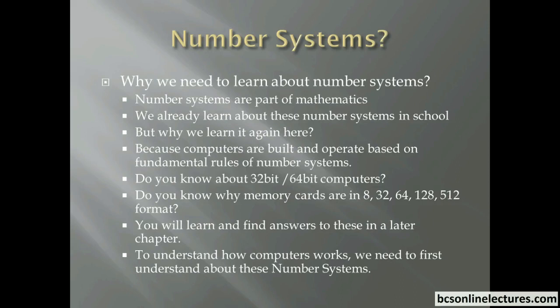For example, you know that there are two types of computers: 32-bit and 64-bit computers. If you don't know that, you can search on Google and find out more about these two different computer systems. Your system belongs to either 32-bit or 64-bit. Why? Because these terms actually come from the basics of number systems. These are things in the processor, so we will discuss them when we discuss processor architecture.